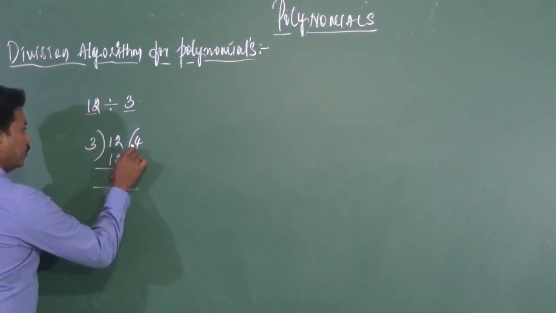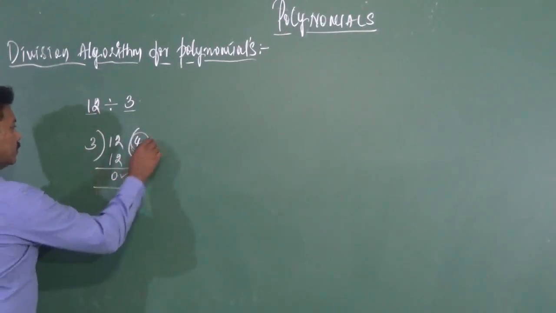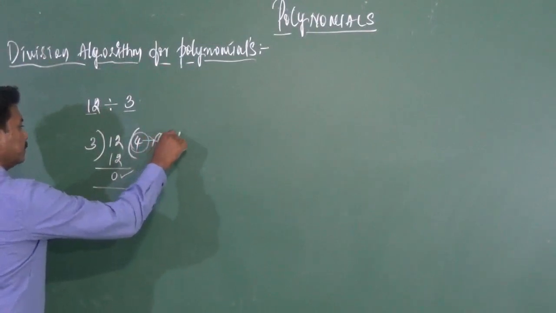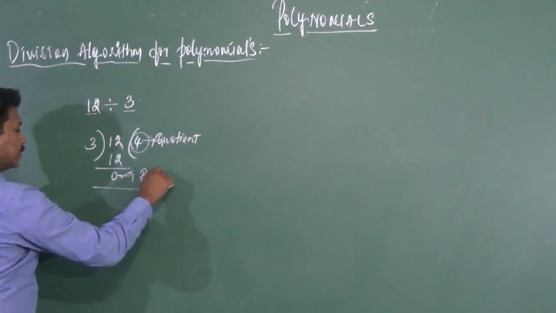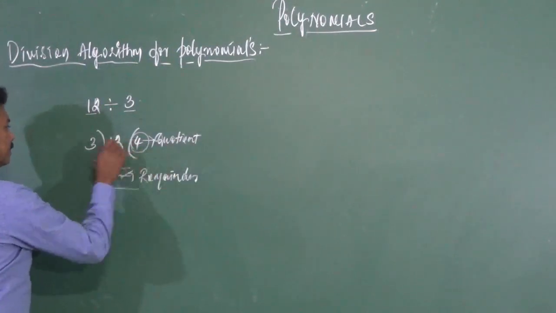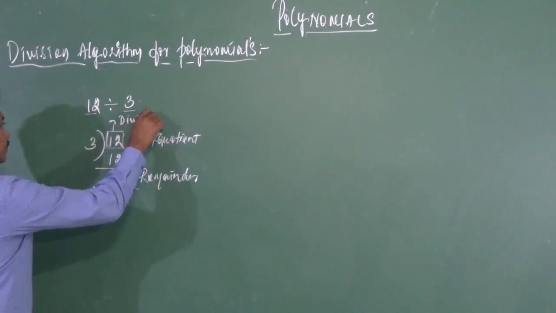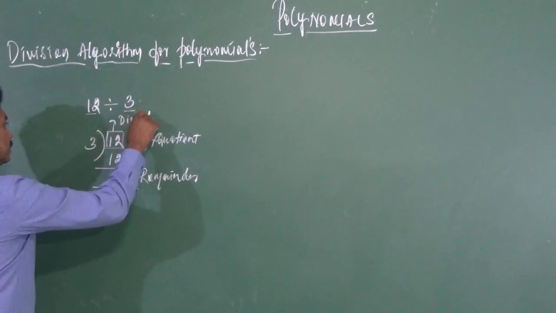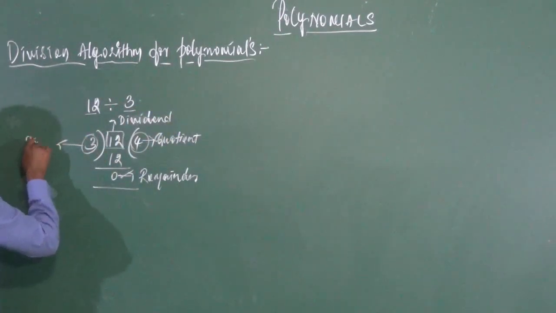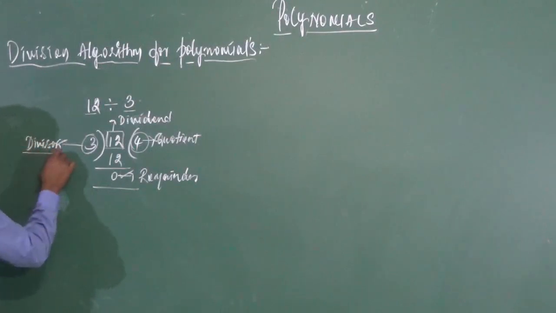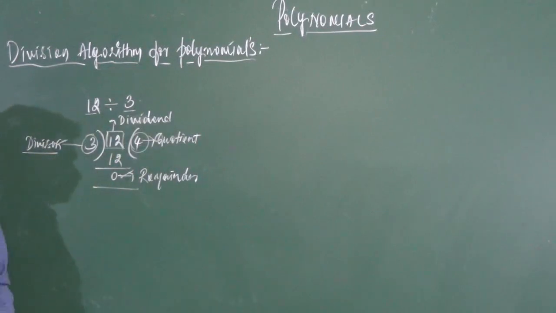So here you have got two new numbers, that is 0 and 4. This 4 is called the quotient, and this 0 is called the remainder. This 12 is the dividend, and this 3 is called the divisor. So this is divisor, dividend, quotient and remainder. So four things we have, right?